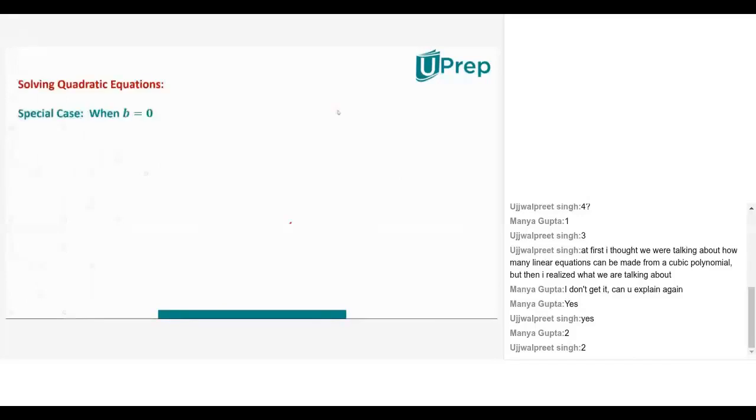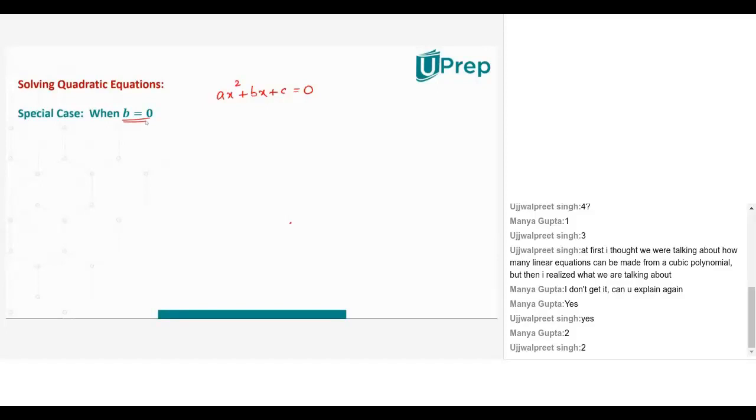Now, before I go to the main method of factorization and all, when we considered a quadratic equation, say ax square plus bx plus c equal to 0, there is a special case where you need not even break your head in how to factorize. What is the first special case? Then the b becomes 0.